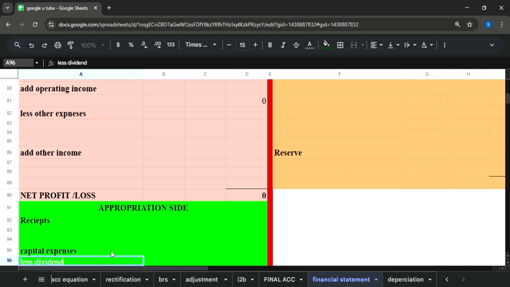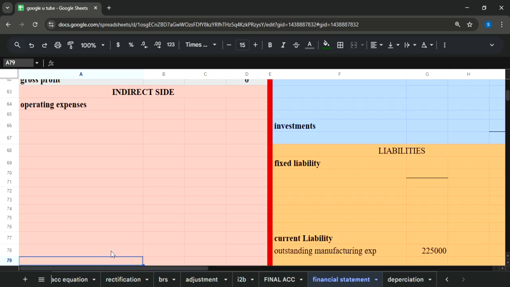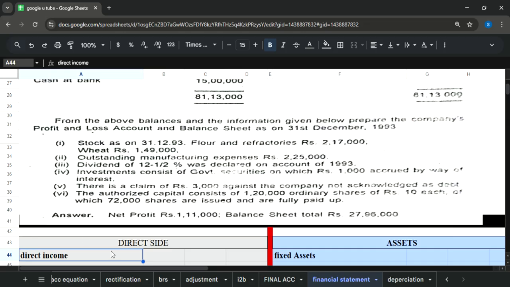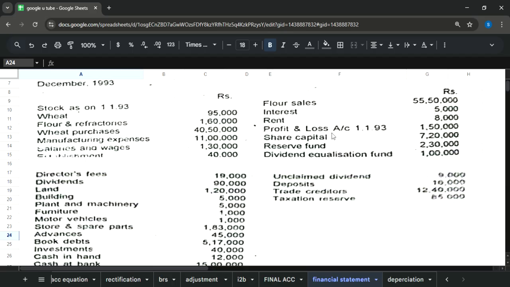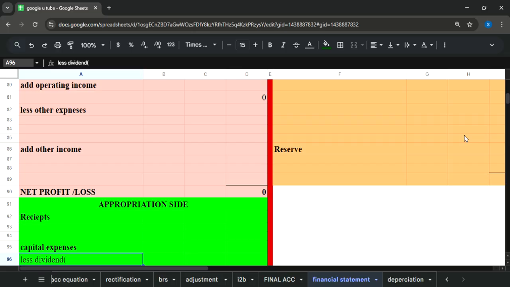First we will calculate this dividend. Dividend would be calculated upon capital, and here 12 into 1 over 2%. Let's see how much capital is given. Share capital 720,000 is mentioned, so you will get 720,000 multiplied by 12 into 1 over 2. What does that mean? 2 multiplied by 12 is 24, 24 plus 1 is 25, 25 divided by 2, so it would be 12.5.